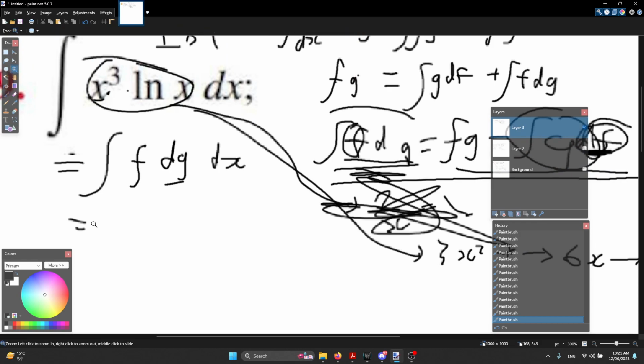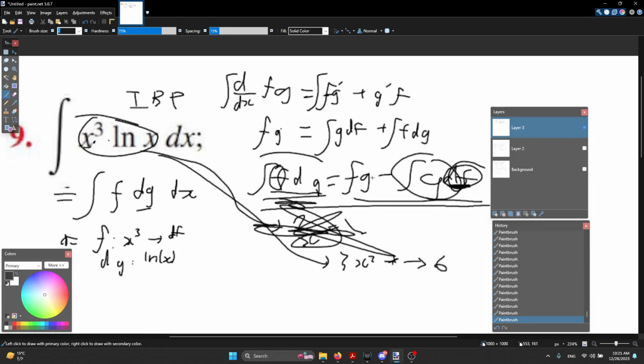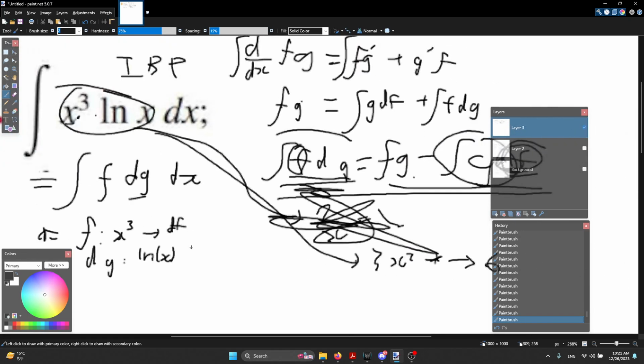Okay, so we know that, oh shoot, I don't know what just happened. Anyways, so we know f is x cubed and dg is natural log of x. Okay, so what is df then? We look at the formula. We have to find g and df. That's the thing we don't have. So df is 3x squared.